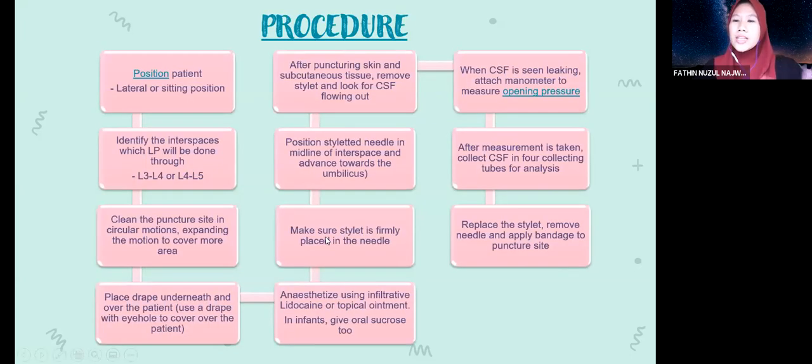Okay, after collecting the CSF, we then replace the stylet, remove the needle, and then we apply adhesive bandage to the puncture site. So now that we've gotten a gist of it, let's watch a video.